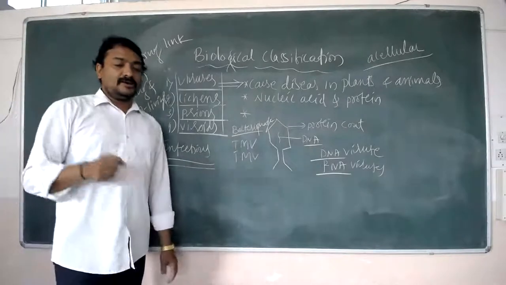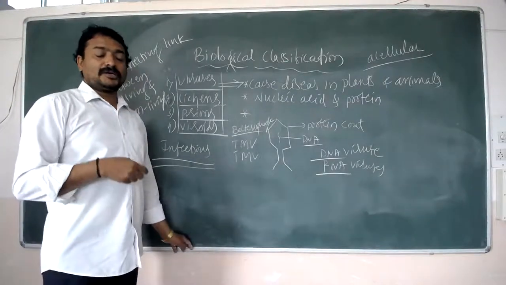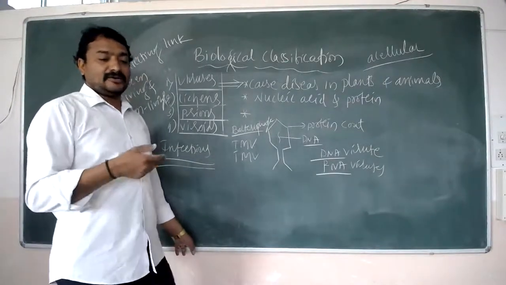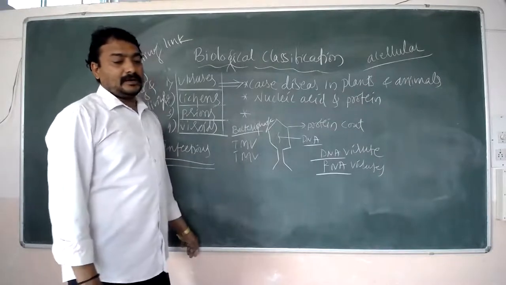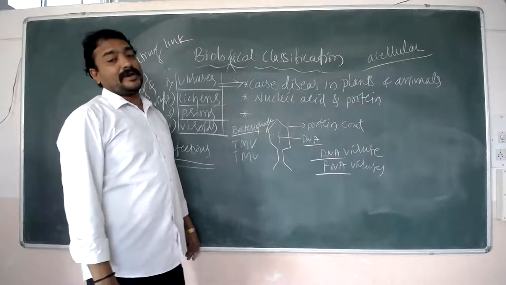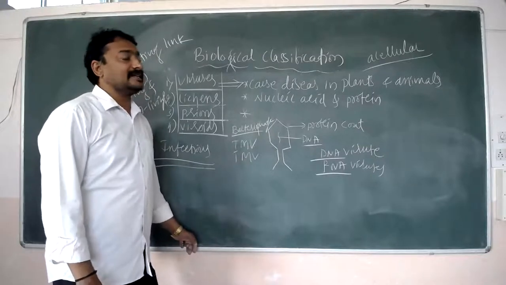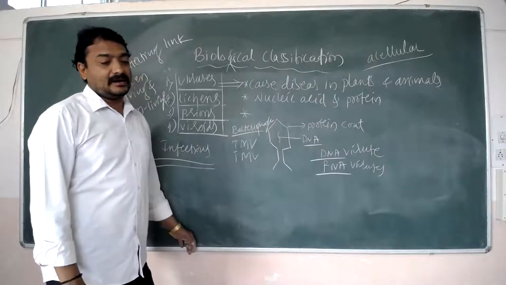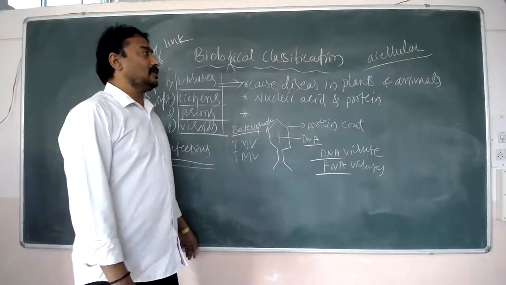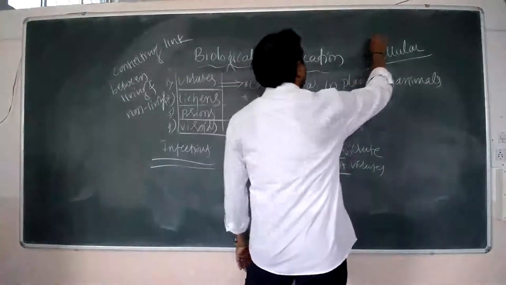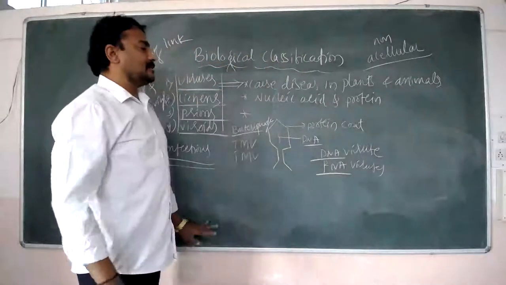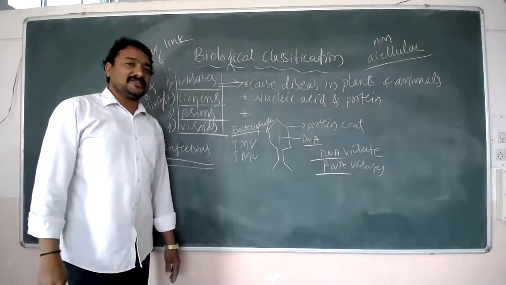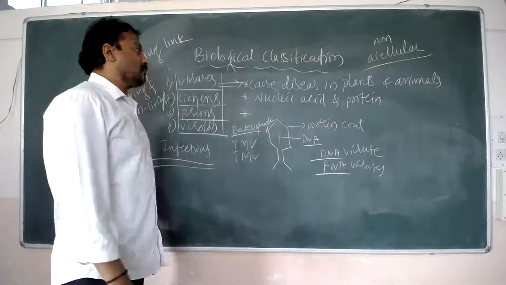So remember, viruses act as parasites, they cause different types of diseases. The word virus means venom. Viruses means venom. That is, they are poisonous. They are poisonous and non-cellular or acellular. You can also call it non-cellular. So that is some of the important information concerned to these viruses.